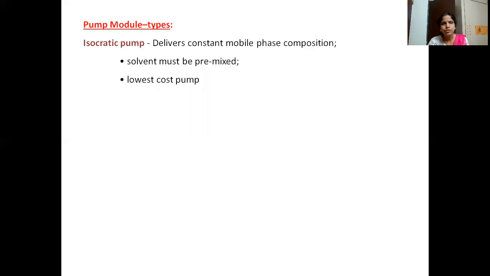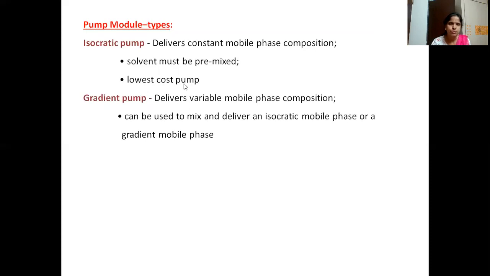Or if you want to change the composition, suppose it is 1:2, that also can be fixed and the same composition will be maintained. So in an isocratic pump, whatever composition we need, either 1:1, 1:2, any ratio, that composition will be maintained. Here the solvents must be pre-mixed. The data will be given in the computer, and according to that it will be pumped into the column. The cost of this pump is also very low.